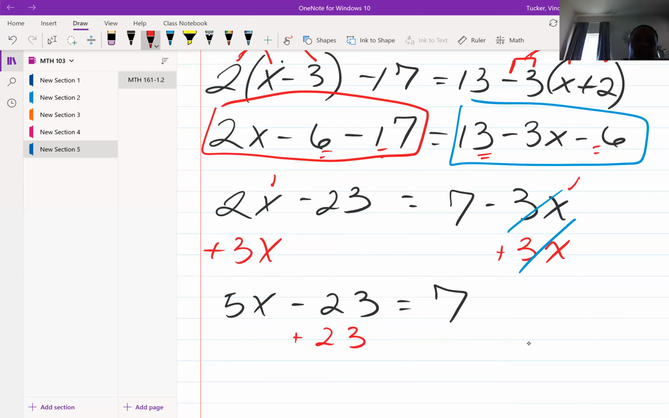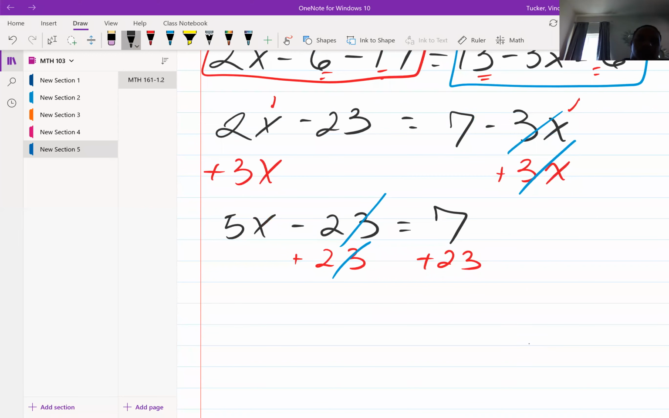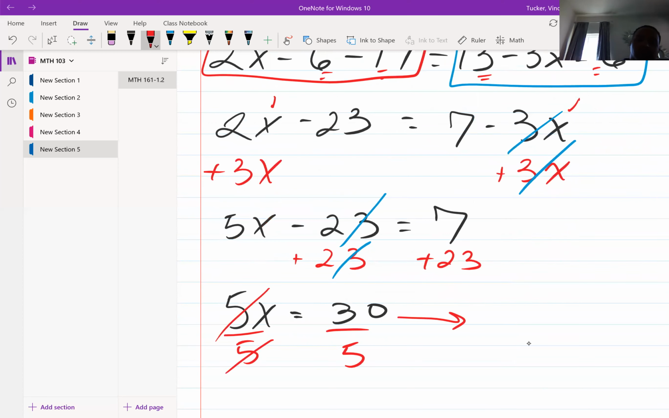Now I'll add 23. 5x equals 30. And we can finish this off by dividing both sides by 5. x equals 6.